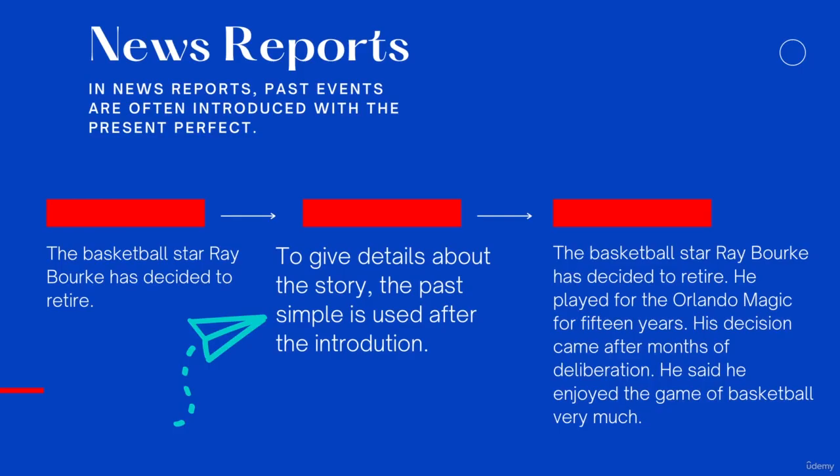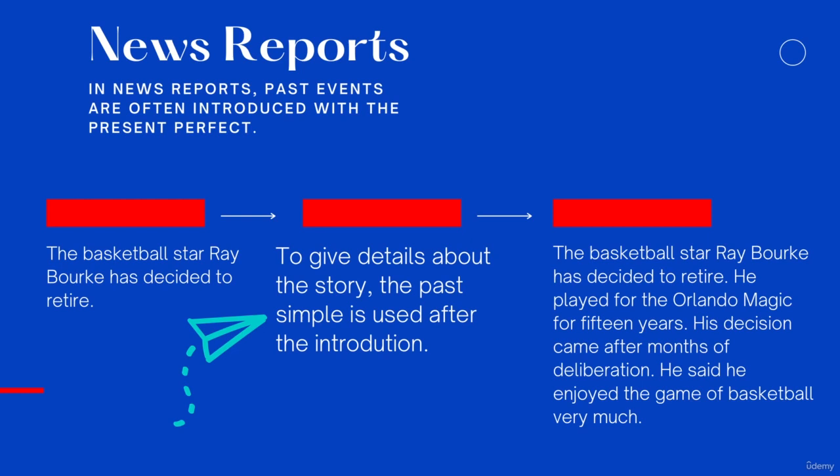News reports. How many of you read the news? In news reports, past events are often introduced with the present perfect. You could see this headline, for example. The basketball star Ray Bourque has decided to retire. To give details about the story, the past simple is used after the introduction. So really only the introduction will use the present perfect.